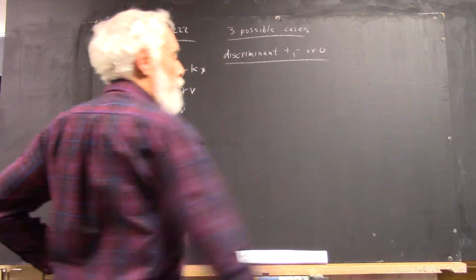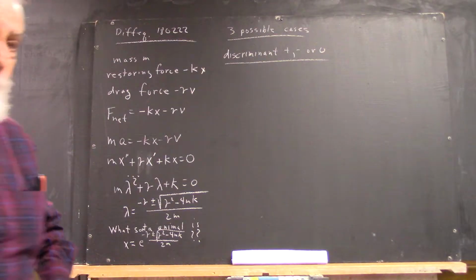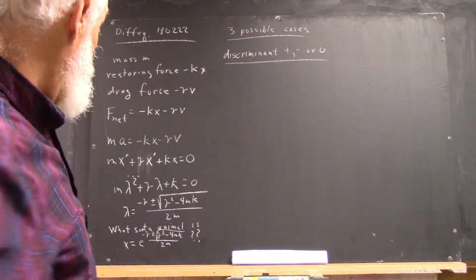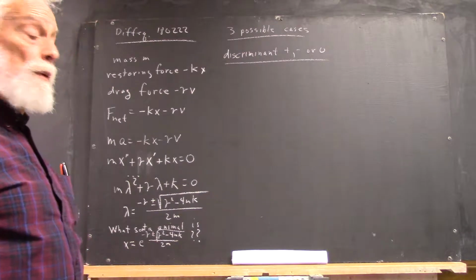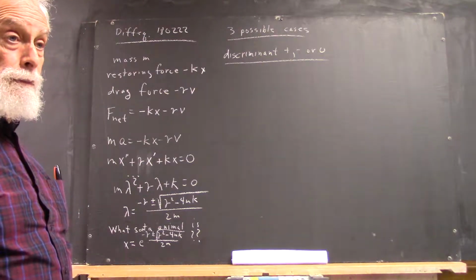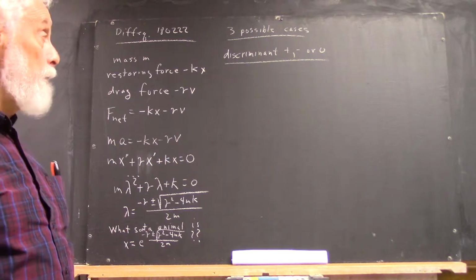The discriminant could be positive, negative, or zero, right? So if the discriminant is positive, what kind of solutions do you have? I guess two real solutions. Yes, you get two real solutions.